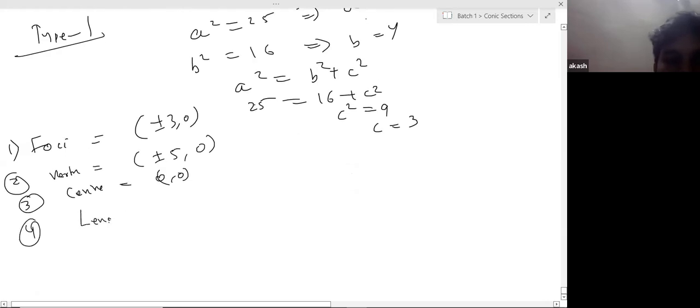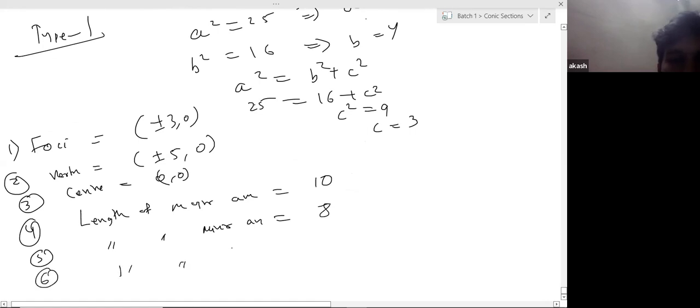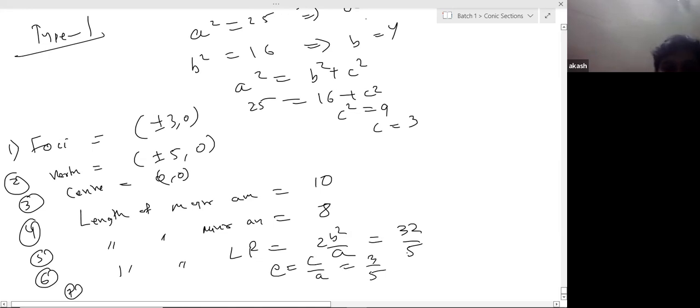Length of major axis is 2a, that means 10. Length of minor axis is 2b, that means 8. Length of LR is 2b square upon a, that means 32 by 5. And eccentricity e equals c upon a, that means 3 upon 5. Clear?